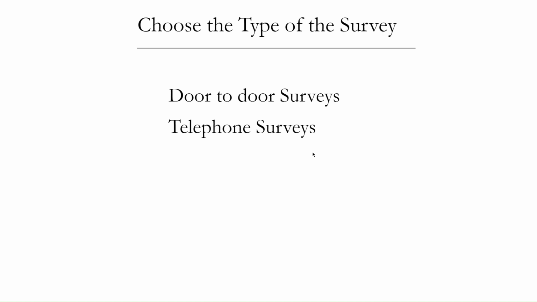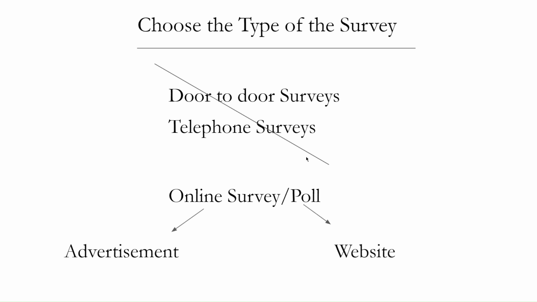Which brings us to the next part, choosing the type of the survey. There are many different types of surveys, some being door-to-door survey or telephone surveys. These are not as relevant in 2023 as online survey or poll. But if you do decide to do one of these, where you're live with the participant, then timing is very crucial, like how we discussed in the last slide. But if you do decide to do online survey or poll, which is more relevant in 2023, there are many different ways to actually do it. It could be through an advertisement or on a website, but that's not important for us right now.